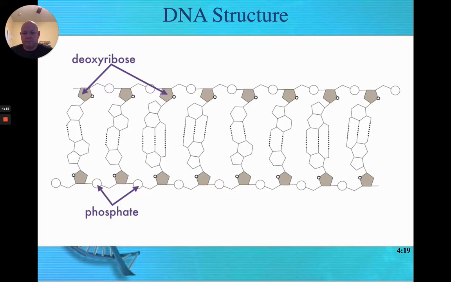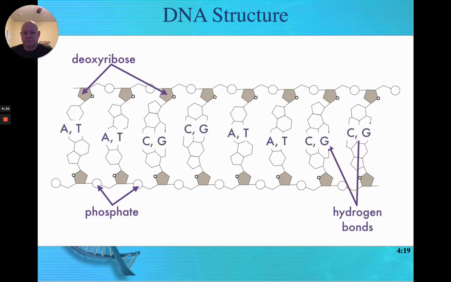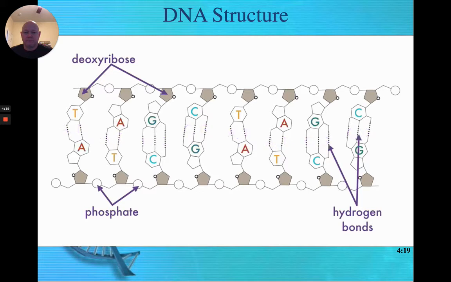AT2, CG3. So the nucleotides with 2 hydrogen bonds must be A and T, and the ones with 3 are C and G. To tell which one is which, you need to know that pyrimidines have 1 ring and purines have 2. So cytosine and thymine are the pyrimidines, so they're the 1-ring bases. Adenine and guanine are the 2-ringed bases. And now you have a labeled DNA molecule.